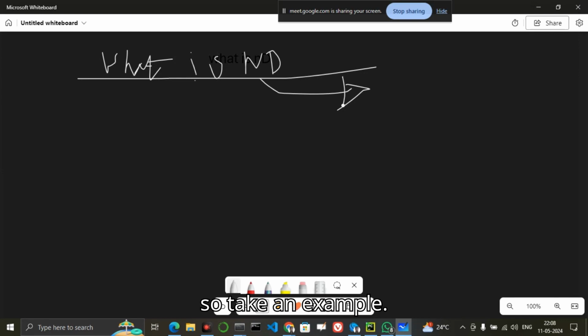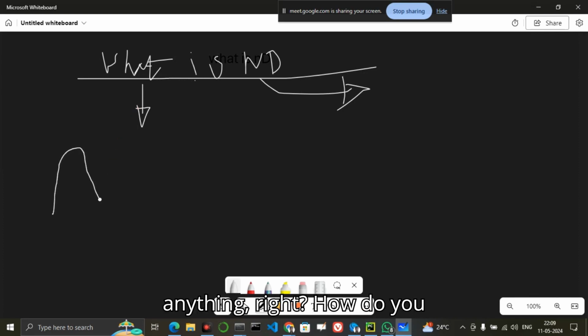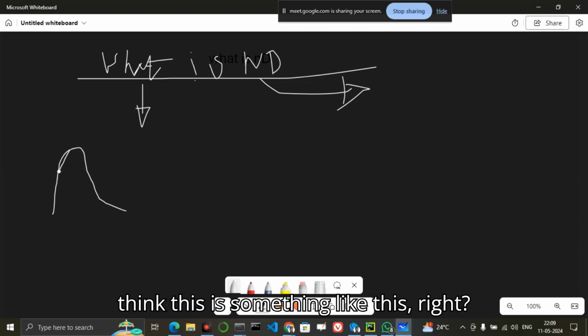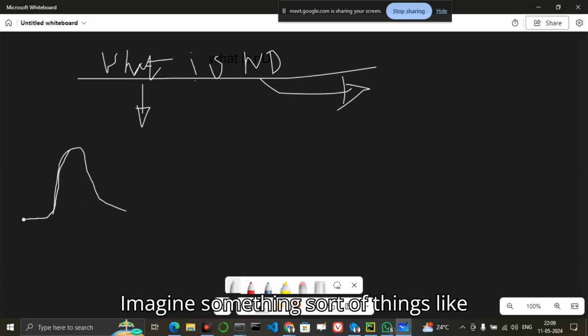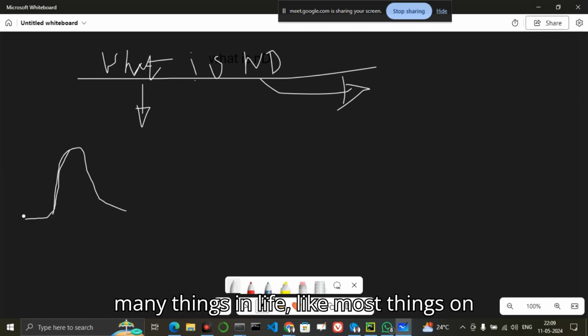Take an example. Imagine a bell. Something like a bell curve, right? There is a certain type of data which spreads out. Like many things in life, most things are average and few are extreme.